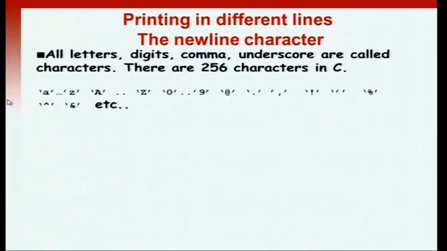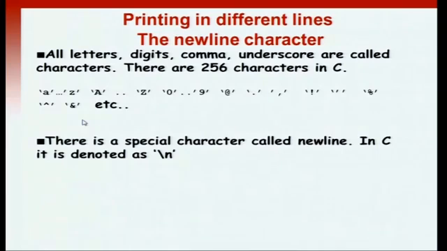All letters, digits, comma, punctuation symbols, these are all called characters in the C programming language. There are a total of 256 characters in C. 256 is 2 to the 8. So, for example, the small letters a to z, capital letters A to Z, 0 to 9, the @ symbol, other punctuation symbols like dot, comma, exclamation mark and so on are all characters in C.